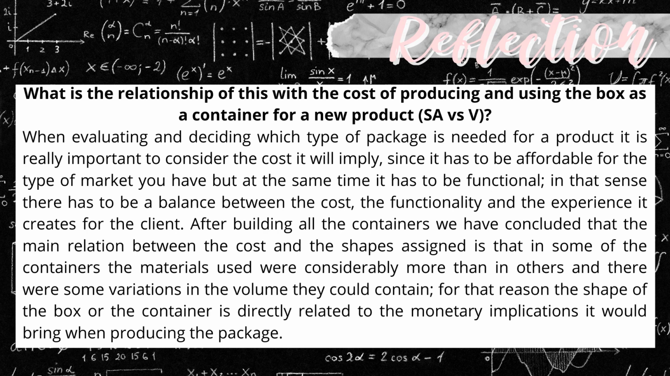After building all the containers, we have concluded that the main relation between the cost and the shapes assigned is that in some of the containers the materials used were considerably more than in others, and there were some variations in the volume they could contain. For that reason, the shape of the container is directly related to the monetary implications it will bring when producing the package.